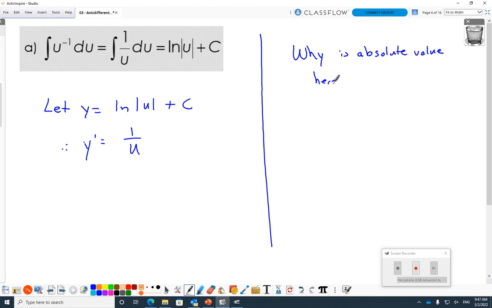Okay, here's the deal. They gave me a function, 1 over u. Consider the graph y equals 1 over u. What does it look like? Or 1 over x, or 1 over whatever. What does that graph look like?